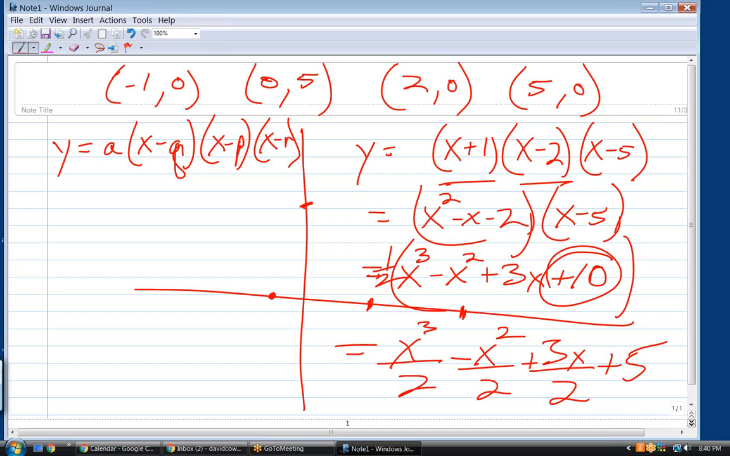And notice that these functions are not the same. In other words, this is different than that. One is magnified. In other words, one might be this, and the other would be half of that. It has the same zeros, but it's not the same looking function.